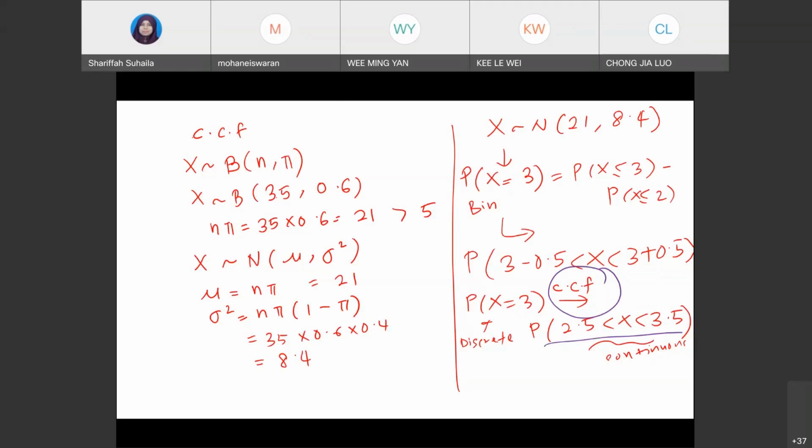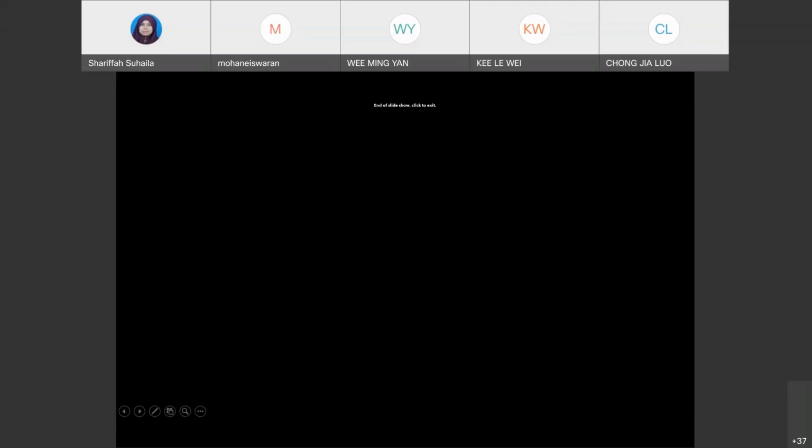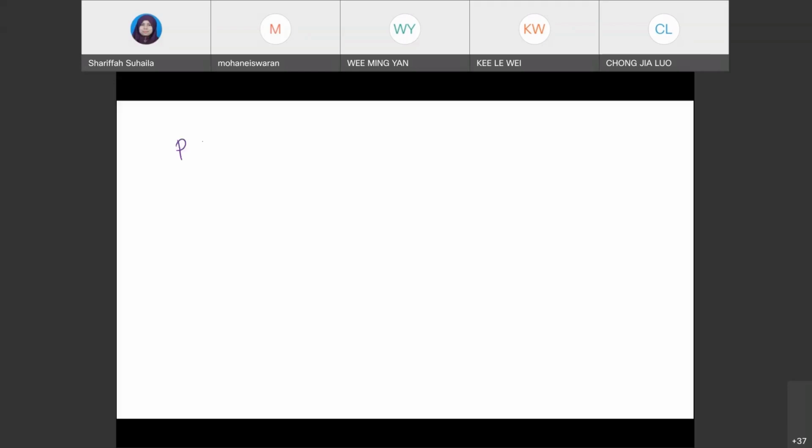Okay, let's say you want to find, we just follow the module, probability 3 less than X less than 5. Or, before this one, I will just show this first. Okay, you want to find probability X less than 3.